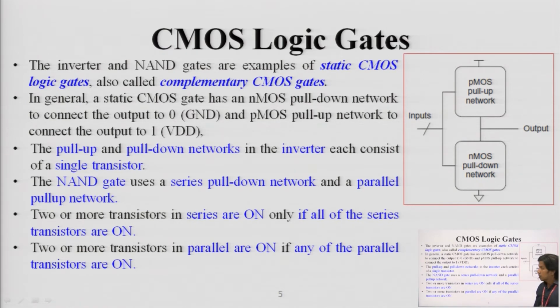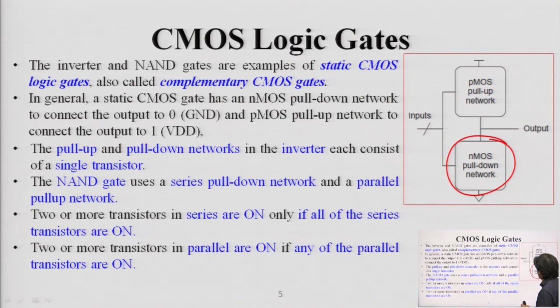Now we will see that this inverter and NAND gate, these two are examples of static CMOS logic gates, and sometimes they are also called complementary CMOS gates. In general, this static CMOS gate has NMOS in a pull down network. So, this one is called the pull down network.